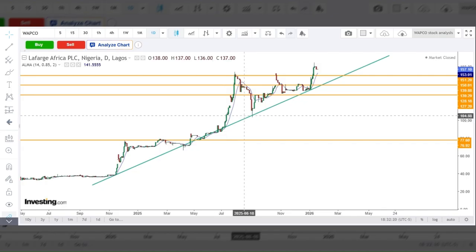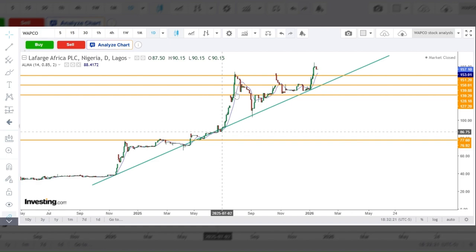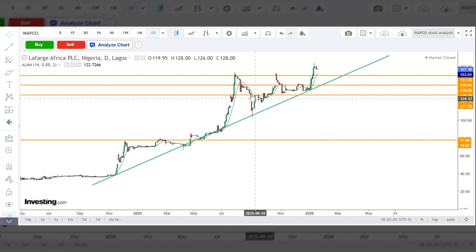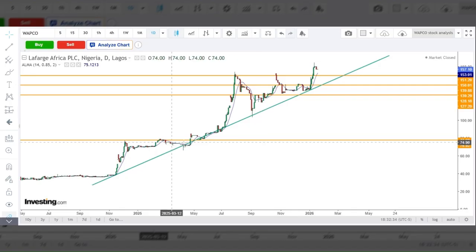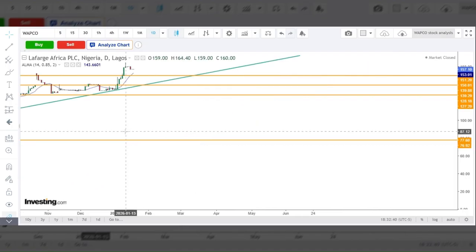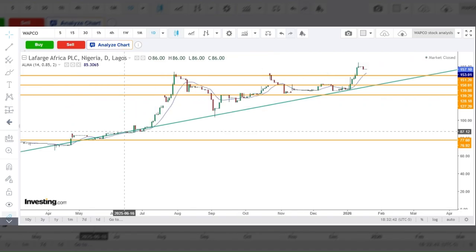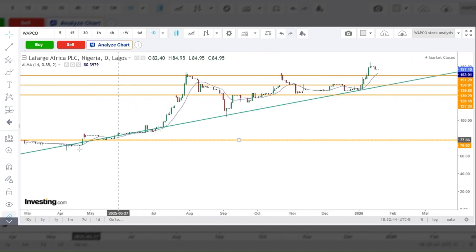And why do I use it? I use it because it's smoother, and it actually catches those uptrends and downtrends early. As you can see, even in all these places where it broke out, it broke over the moving average and then went on an uptrend. Anytime it goes below the moving average, it will go on a downtrend. Anytime it goes above, it will go on that uptrend.